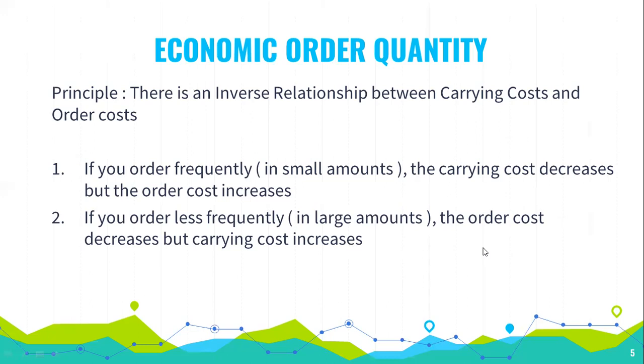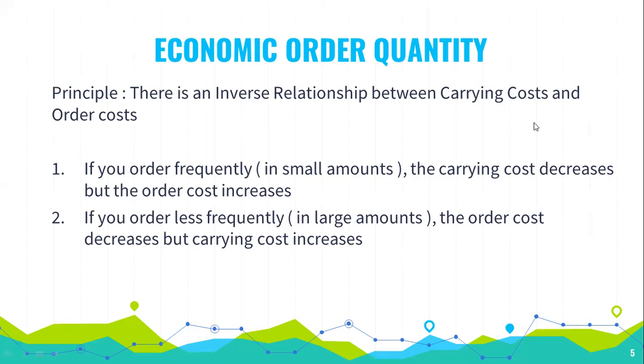So what? The reason why we have economic order quantity is we need to strike a balance between order cost and carrying cost. In economic order quantity, we determine how many units the company needs to order so that the total inventory cost, the total of carrying cost and order cost, is at its lowest level. So that is our target. We need to find a combination that will minimize the total cost of inventory. So that is the reason why we have economic order quantity.